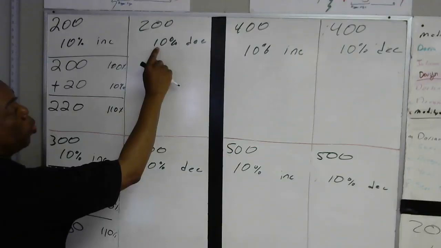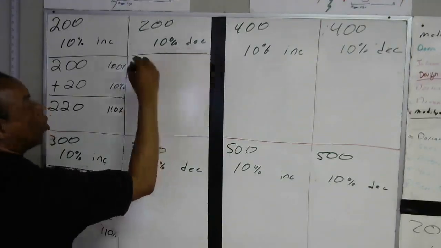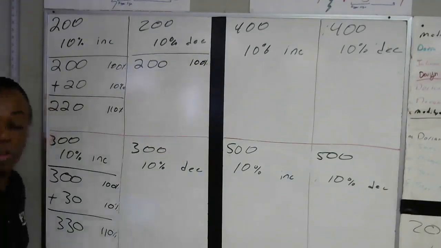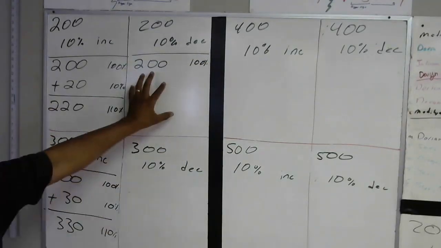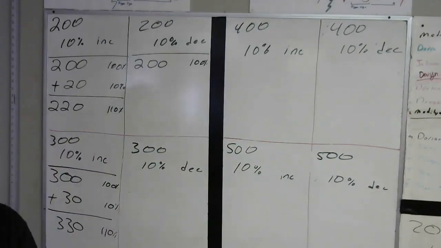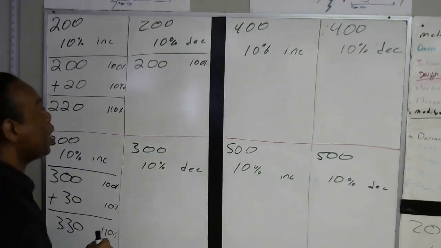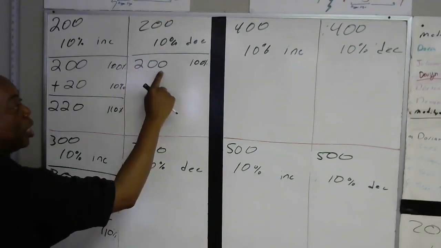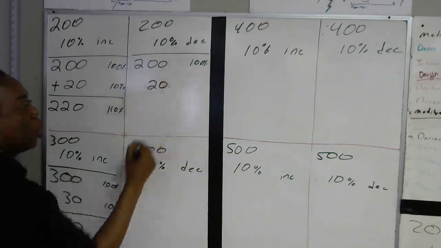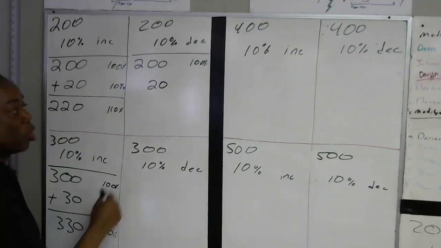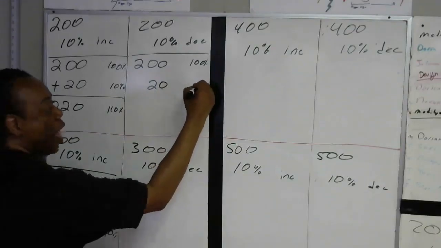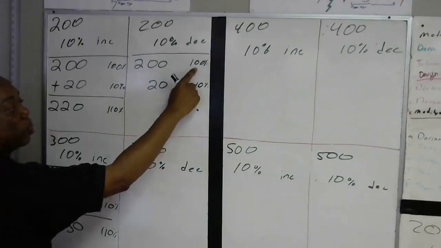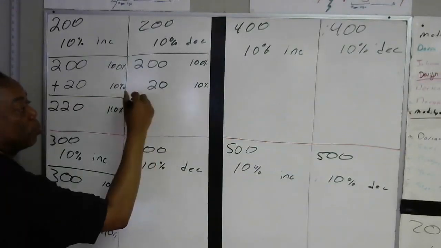On the 200 with the 10% decrease, I want you to write the 200 and call that 100%. Then, since this is 10%, we're going to divide this by 10 and get the answer of 20. The 20 I just wrote here, that is the 10%. So you have the 200, that is the 100%. You have the 20, that's the 10%.